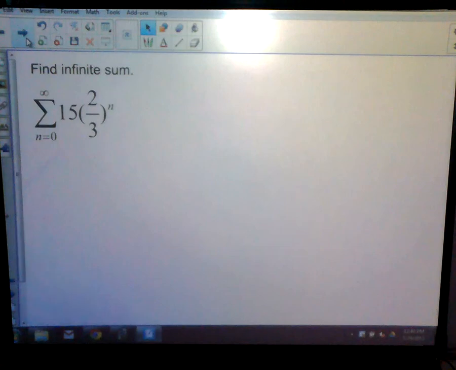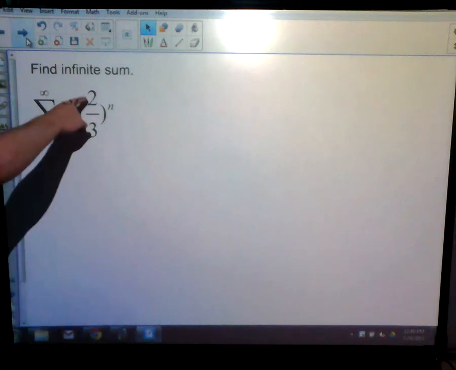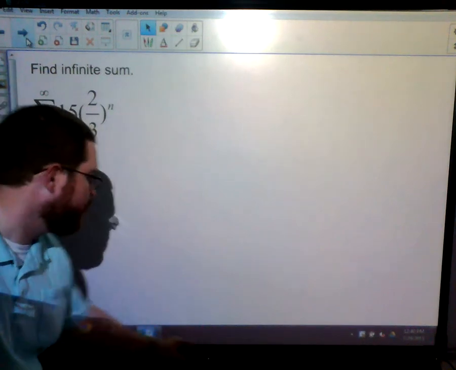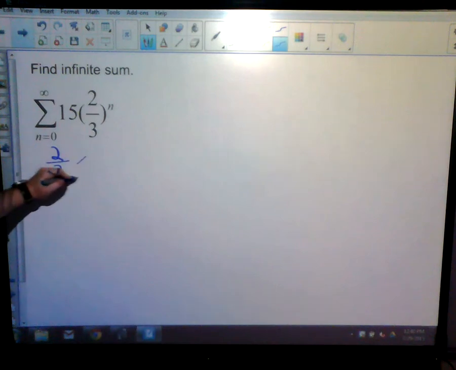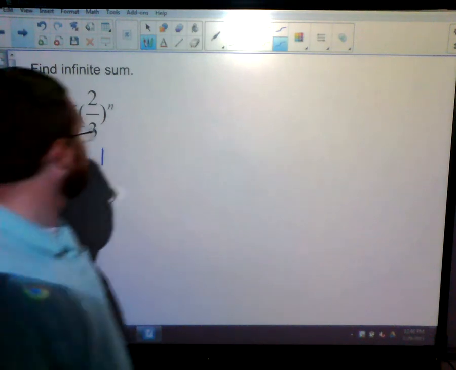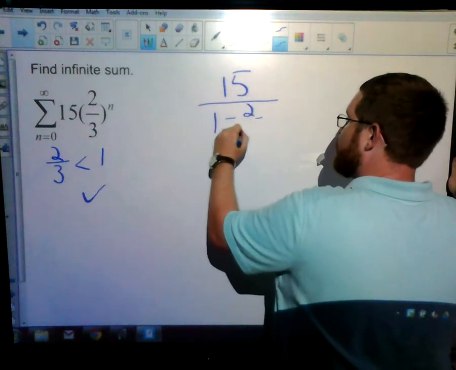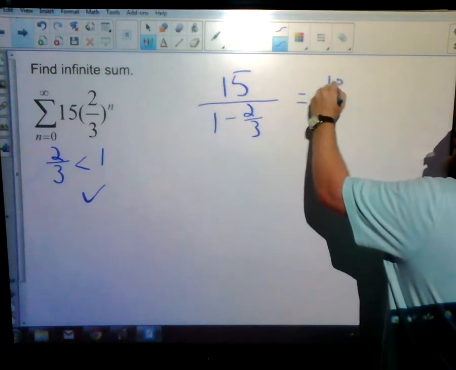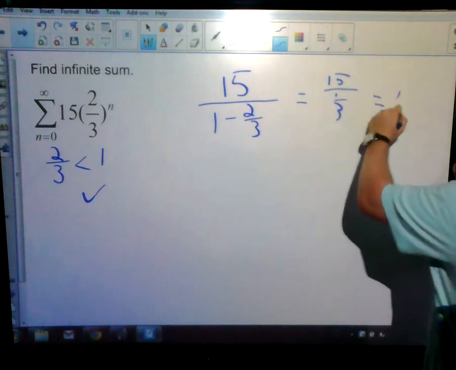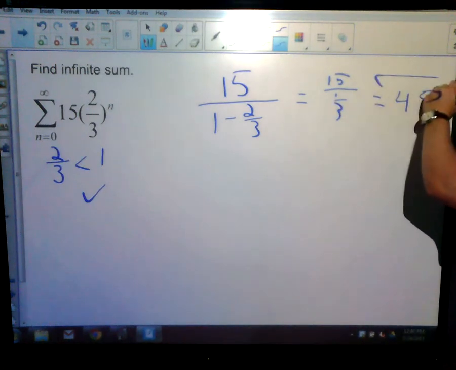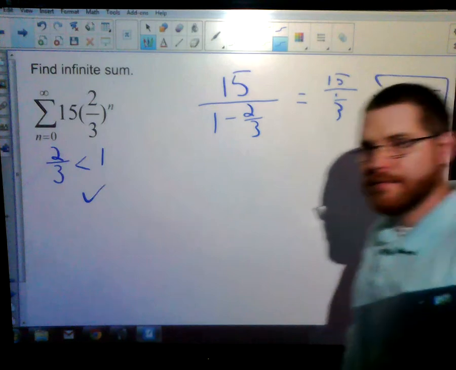Does this one have an infinite series? Yeah. R is 2/3, and since 2/3 is less than 1, I can do this problem. A sub 1 is 15 over 1 minus 2/3. That's 15 over 1/3. That's 45. So the infinite series is 45.